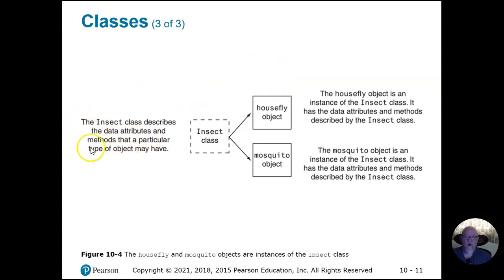Here's an example of that. I can have an insect class, and from the insect class, I can create a housefly object, or I can create a mosquito object. It basically has the same data attributes and the same methods, but again, there are differences. We can create different types of objects from that class.